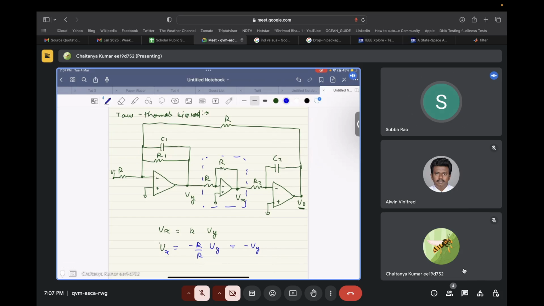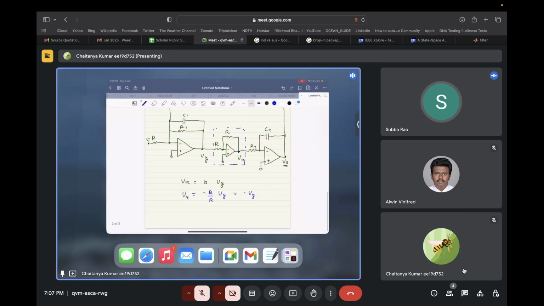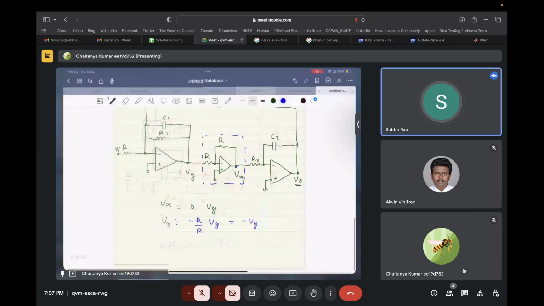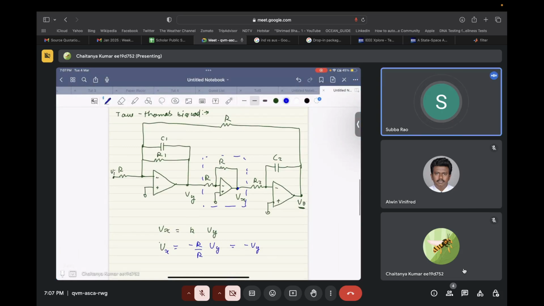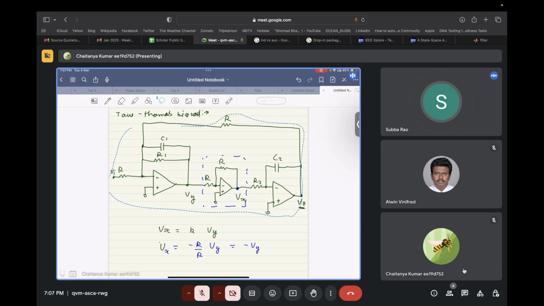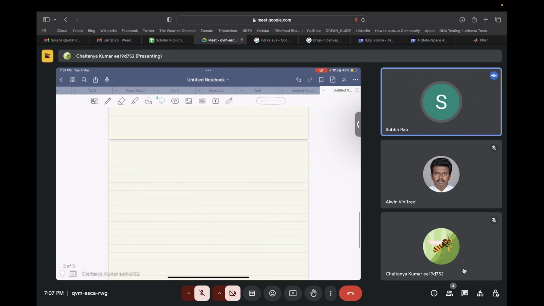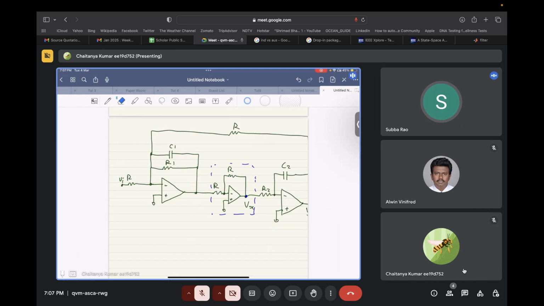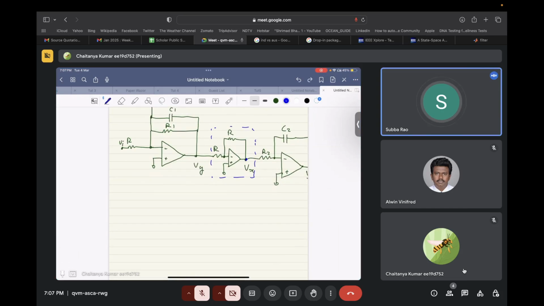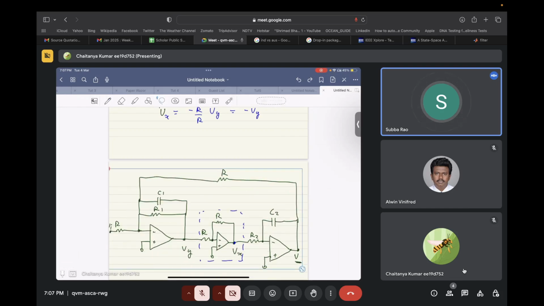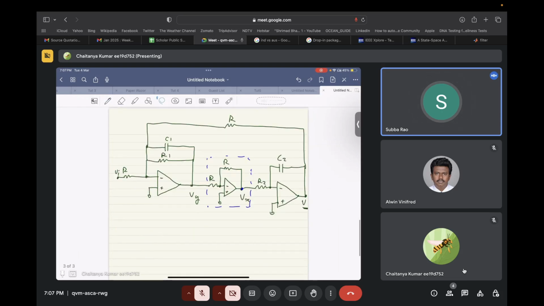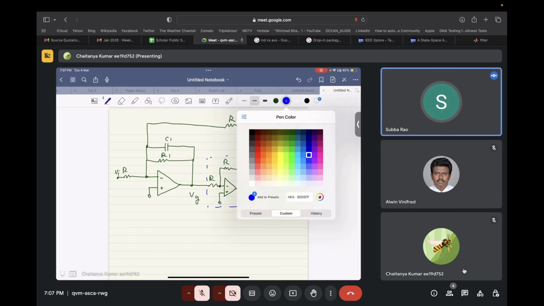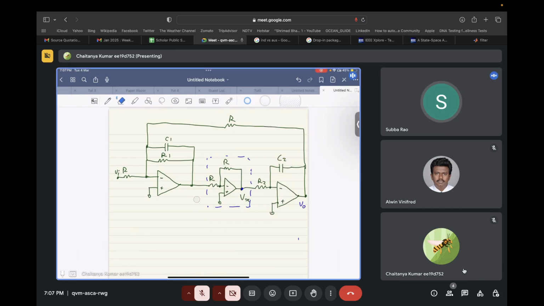Now let's see the relationship between Vx and V naught. Let me copy this structure on the next page as well. Since we know Vx is equal to minus Vy, we can remove Vy and write here minus Vx itself. This is V naught. Can anyone tell me what is V naught by Vx?